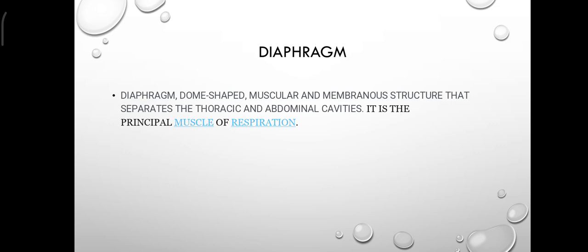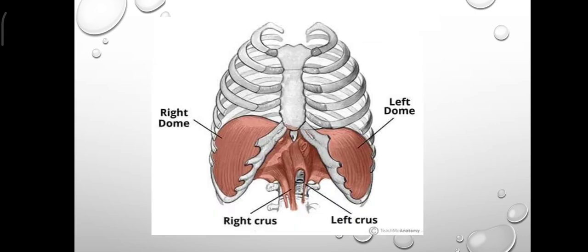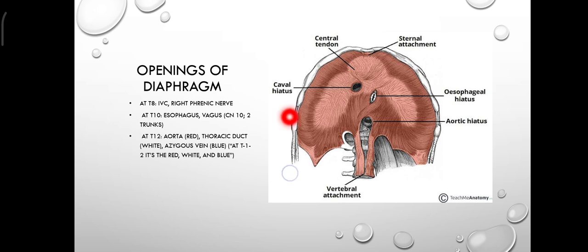What is diaphragm? Diaphragm is a dome-shaped muscular and membranous structure. It is the principal muscle of respiration. This one is the diaphragm, having right and left dome and right and left crus with certain openings. There are 3 openings in the diaphragm.